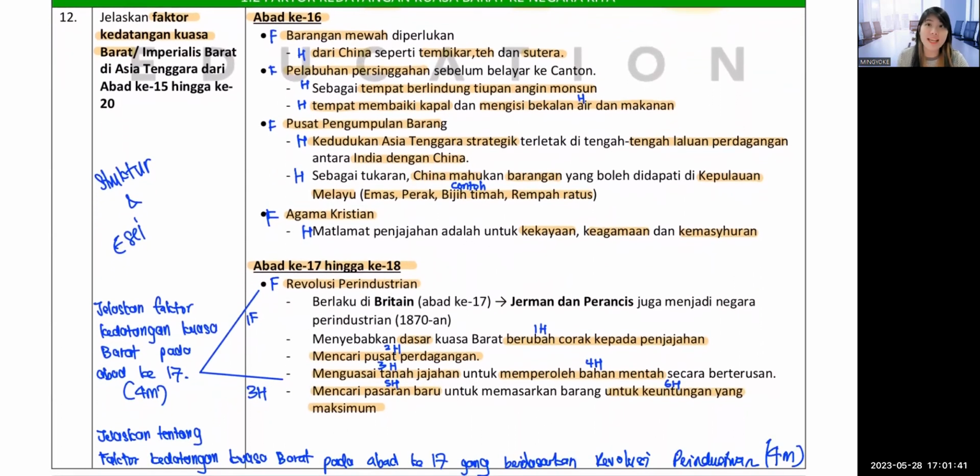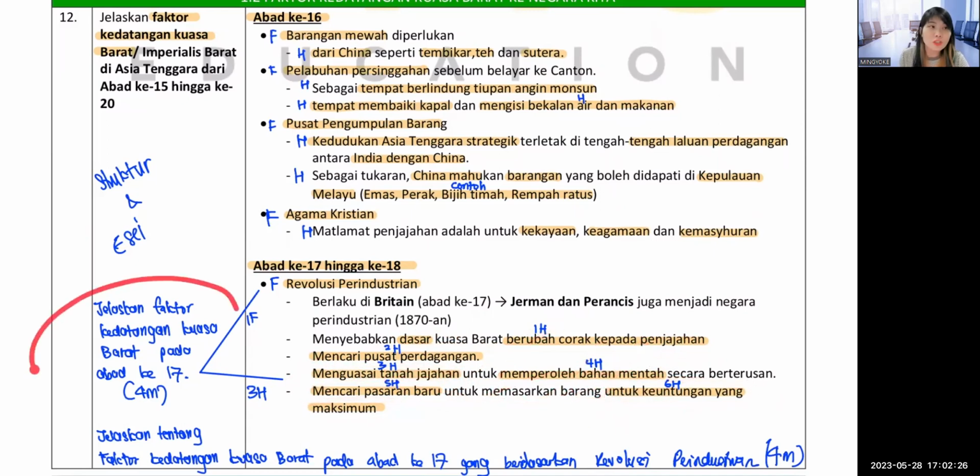17 and 18 in this case is talking about revolusi perindustrian, guys. For 17, 18 only one factor. Only one factor. Revolusi perindustrian only. And the huraian, you have 1, 2, 3, 4, 5, 6. The huraian is, first, dasar kuasa barat berubah corak kepada penjajahan. They change their structure into conquering because they want the business center, they want to own the land, they want the resources, they want the market, and they want to get maximum profit. These are the 6 huraian.